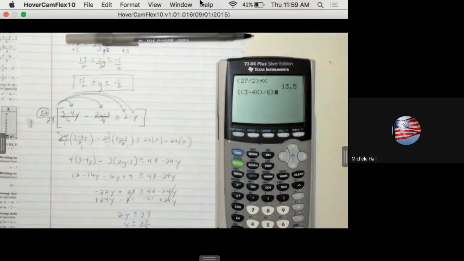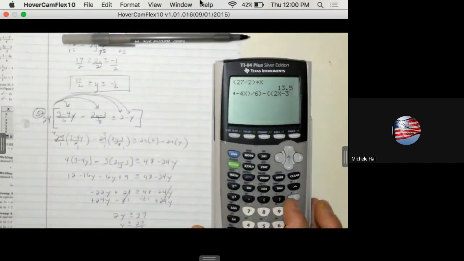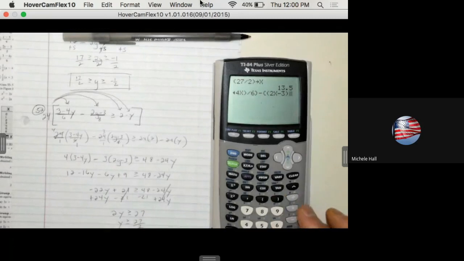And then you're going to punch in the next one. Minus, open a squiggly bracket to keep your whole fraction together. And then open a parenthesis to keep the numerator together. 2x minus 3. Close your numerator bracket, and then divide 8, and close the fraction bracket. And then we hit enter. And it says negative 11.5.